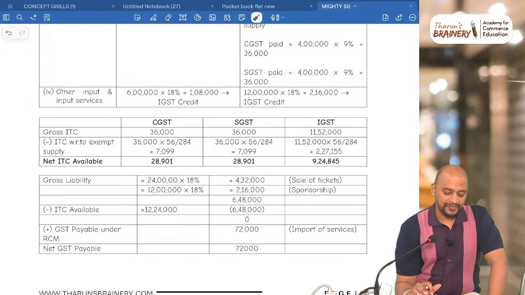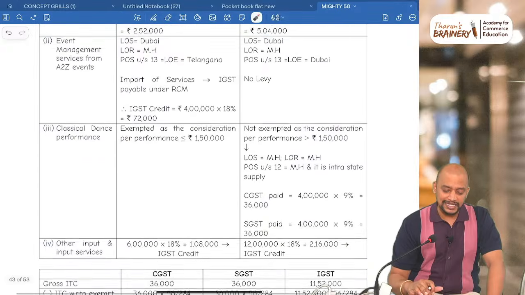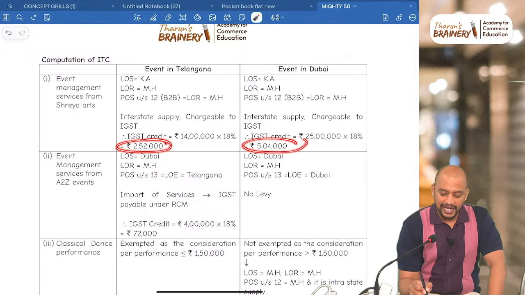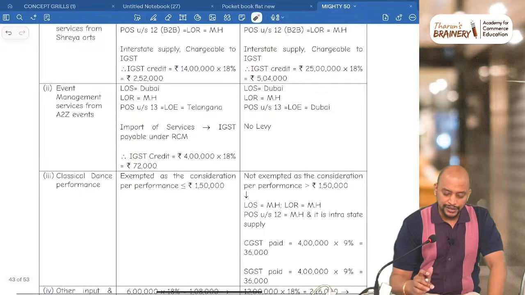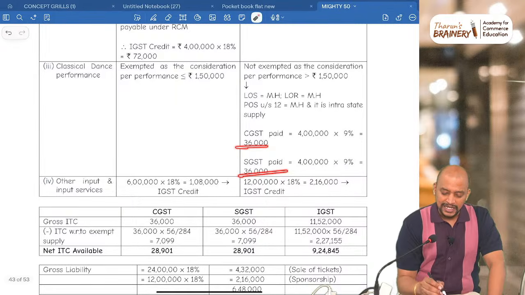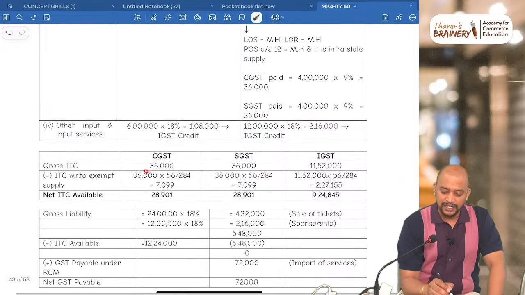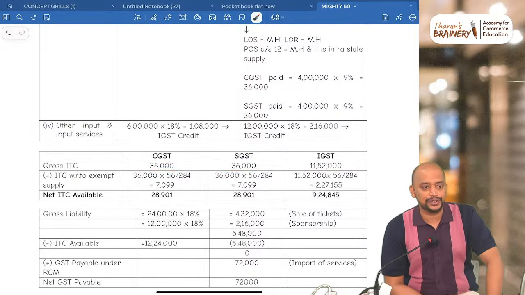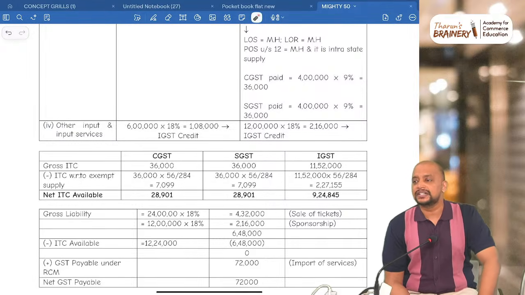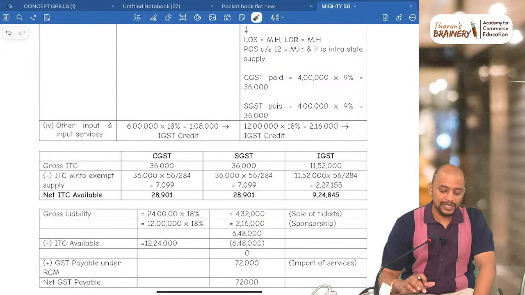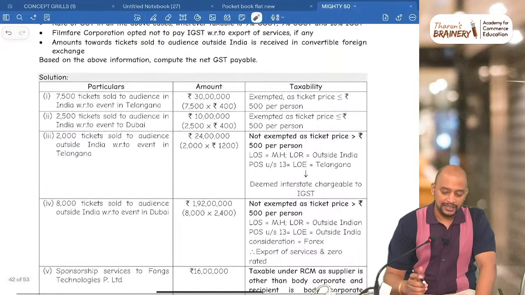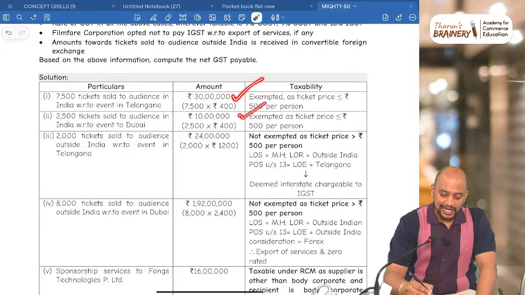And next, ITC. What is the gross ITC? See this: event in Telangana, IGST credit 5 lakh 4,000 and 2 lakh 52,000. This also has IGST credit of 72,000, but here CGST and SGST, remaining all IGST. So 36,000 and 11 lakh 52,000 will be taken as the gross ITC. But we need to reverse proportionate to exempted. What is the exempted turnover? 30 lakhs plus 10 lakhs.